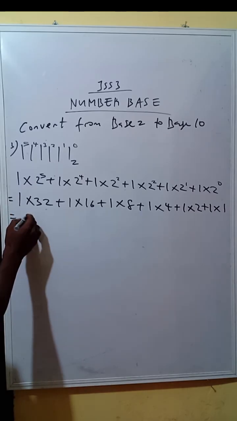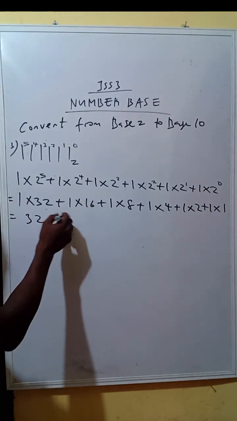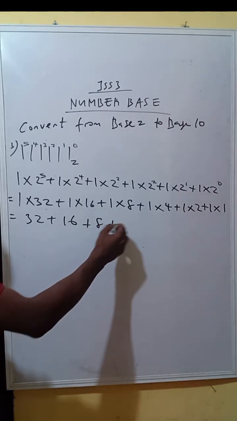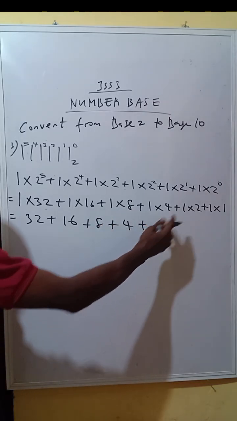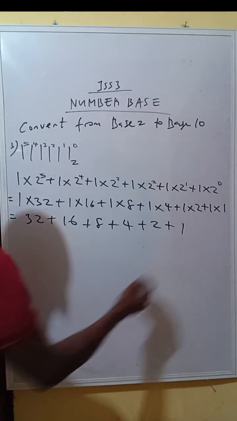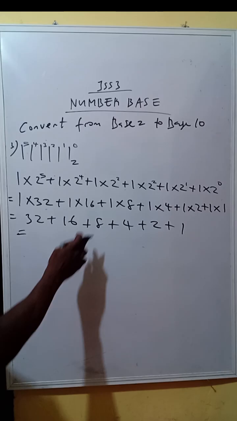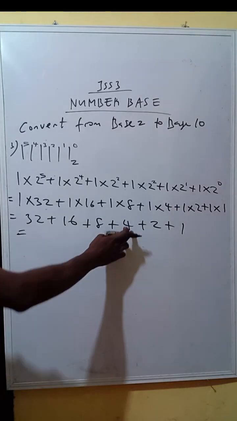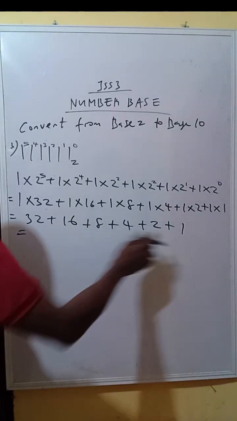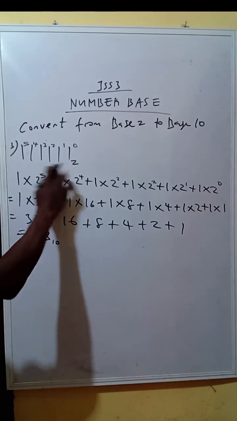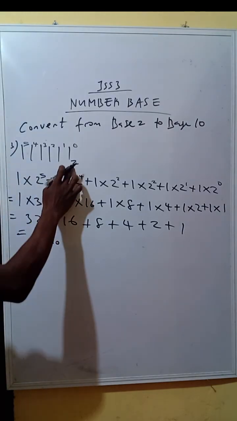So 1 times 2 to the power 5 is 32. 1 times 16 is 16. 1 times 8 is 8. 1 times 4 is 4. 1 times 2 is 2. 1 times 1 is 1. So this will be 32 plus 16. That should be 48. 48 plus 8, 56. Plus 4, 60. 62, 63. So this is 63 in base 10. It means this number 11111 in base 2 is 63.